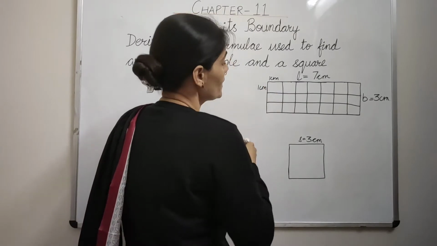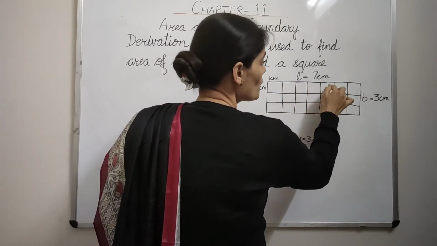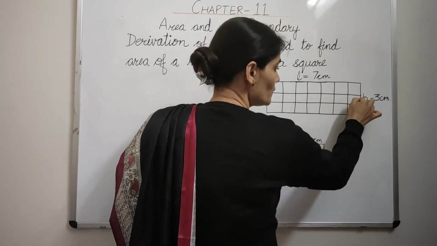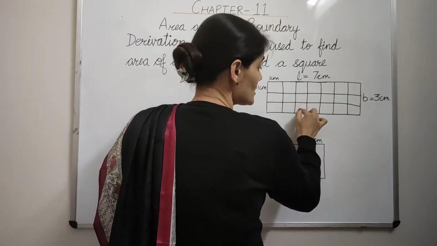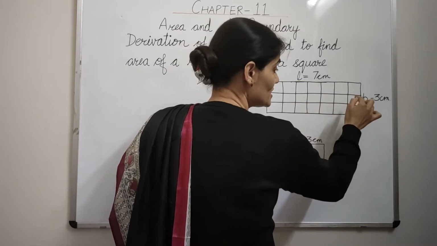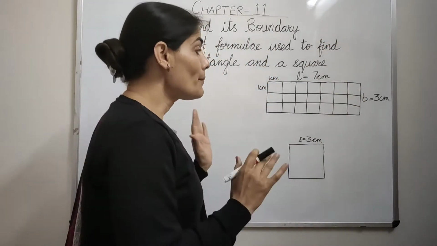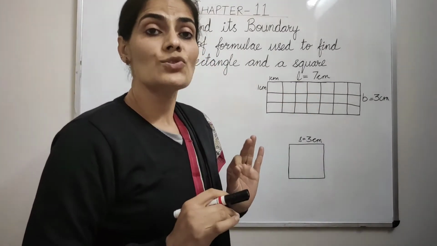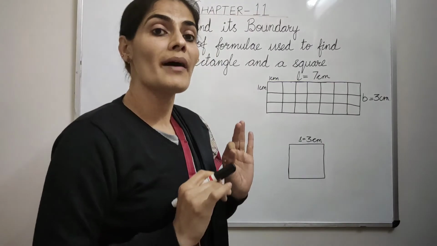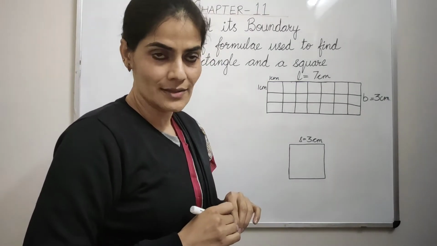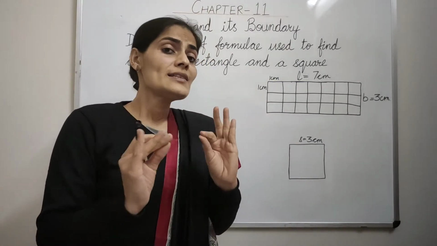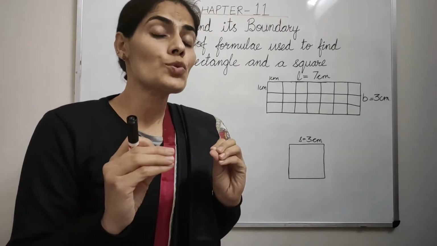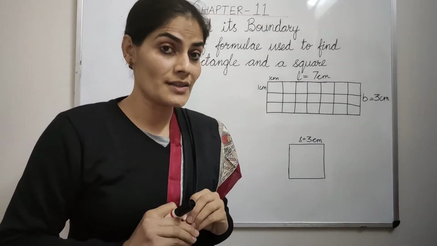Clear everybody? Now 1, 2, 3, 4, 5, 6, 7, 8, 9, 10, 11, 12, 13, 14, 15, 16, 17, 18, 19, 20, 21. Remember, the area of this rectangle came as 21 square centimeter by counting the unit squares. Now, this is a small rectangle. Fine. So, counting the squares wasn't really very time consuming.